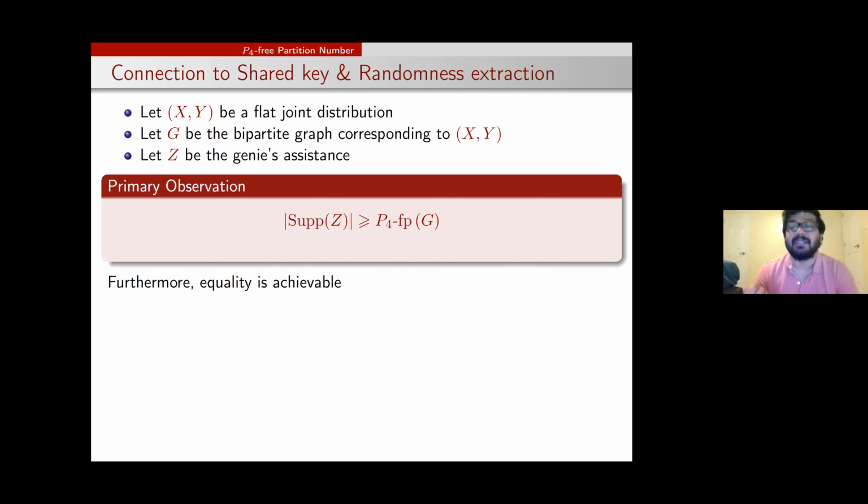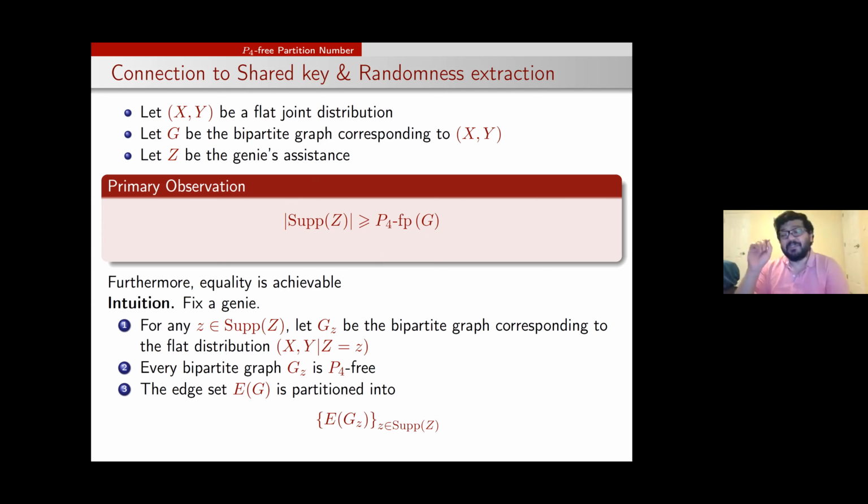There exists a Genie strategy such that Alice and Bob can agree on a shared key and obtain independent randomness using that optimal Z. And the support of that optimal Z will be exactly the partition number of the graph G. So the intuition is very simple: if you fix a suggestion of the Genie, then no additional communication is needed for Alice and Bob to achieve their objective. So conditioned on that Genie suggestion, the graph must be P4-free. And since the Genie is deterministic, every edge generates a fixed Z. So the edges are partitioned into these graphs. So that's why the partition number is relevant in this context. Any questions?